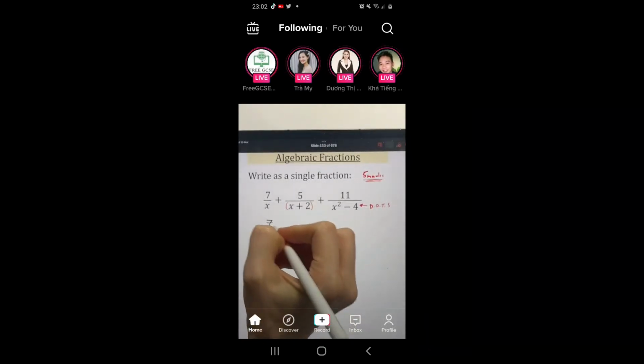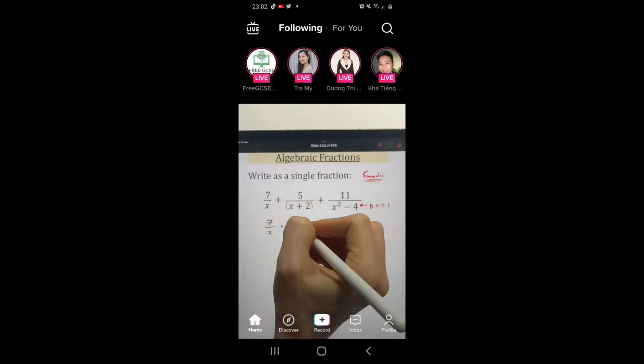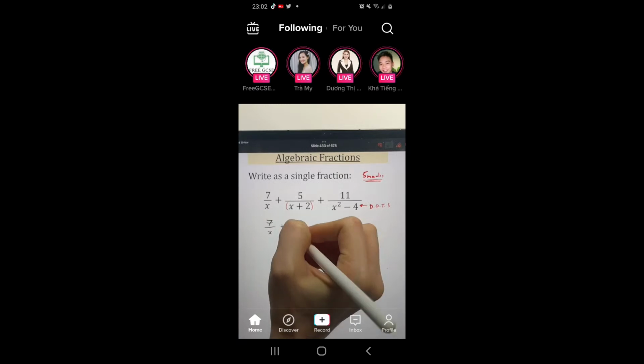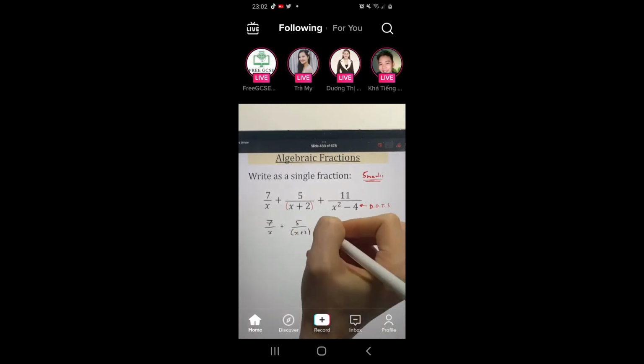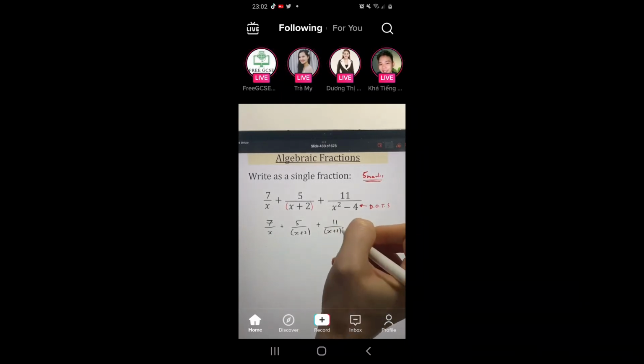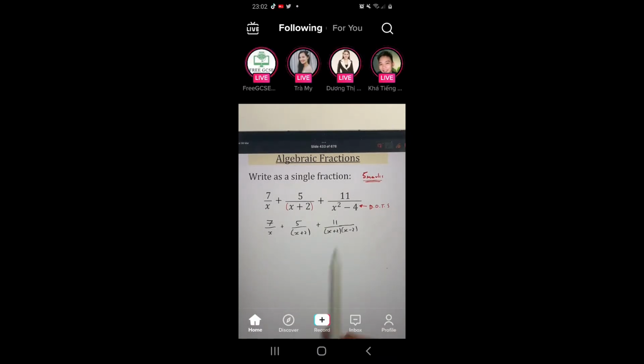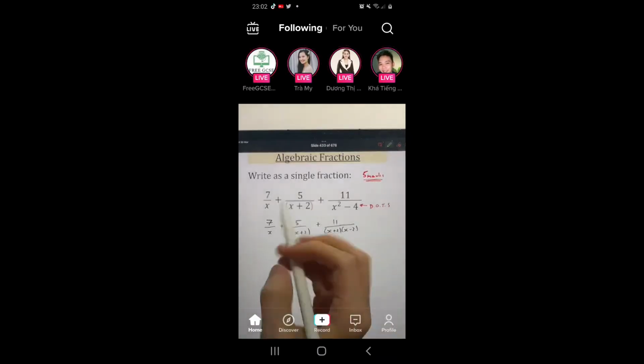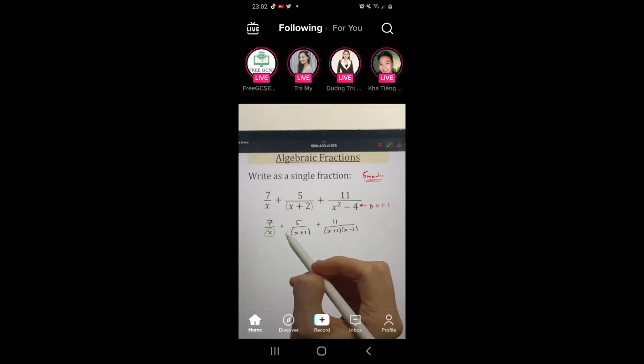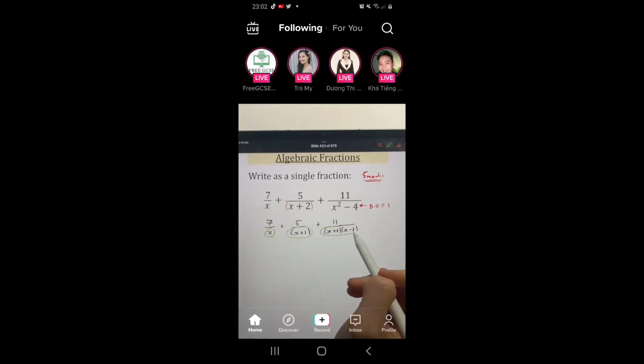So I'm going to leave the first fraction alone. I'm going to leave my second fraction alone. And I'm going to rewrite my third fraction as being x plus 2 over x minus 2. How does that help me? Well, it helps me a great deal because now I should realise I need to work out the lowest common multiple of all 3 denominators.